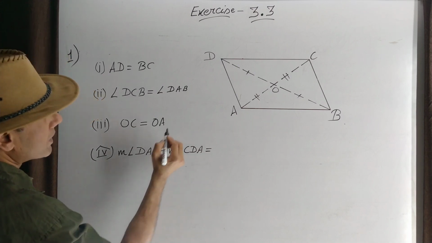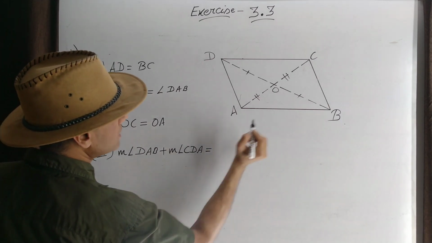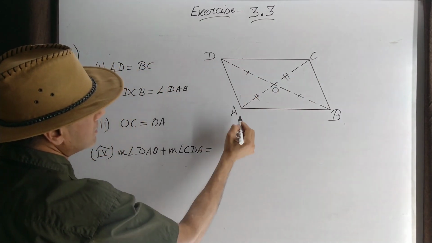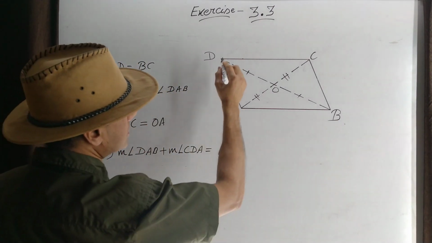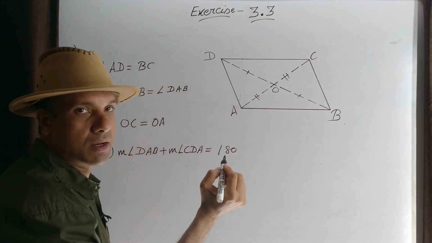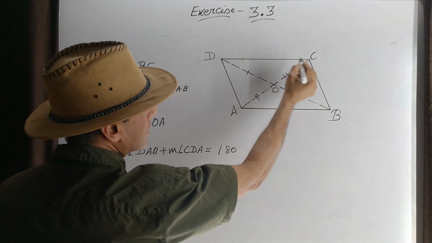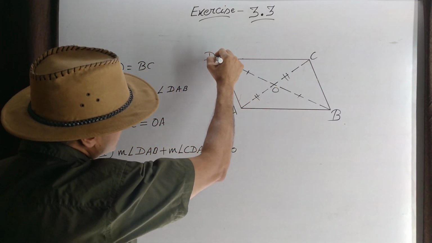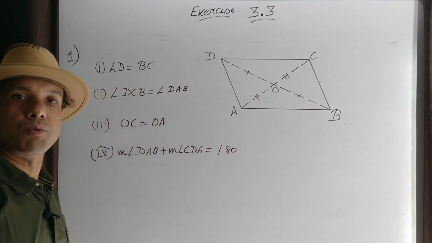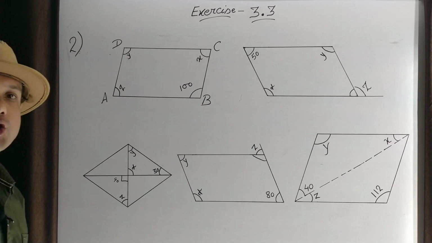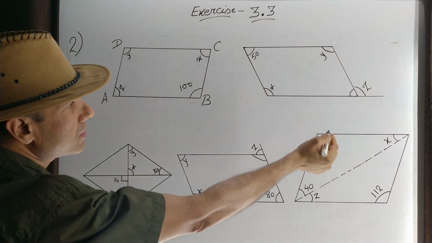Angle DAB plus angle CDA. So this angle plus this angle will be equal to 180 degrees. The sum of two consecutive interior angles of a parallelogram is equal to 180 degrees. These two are parallel lines and this line DA is transecting two parallel lines. So the sum of these two interior angles is equal to 180 degrees. Clear?